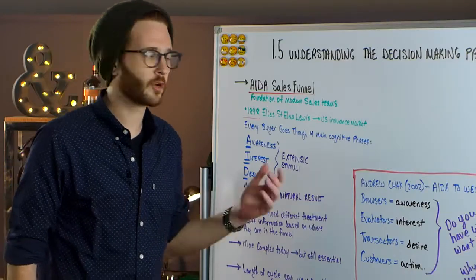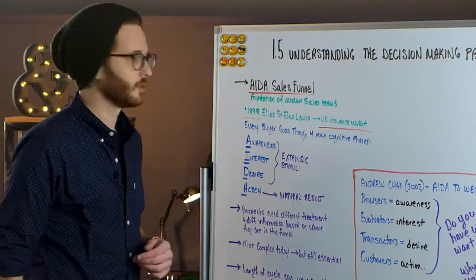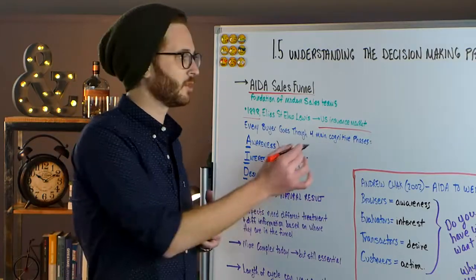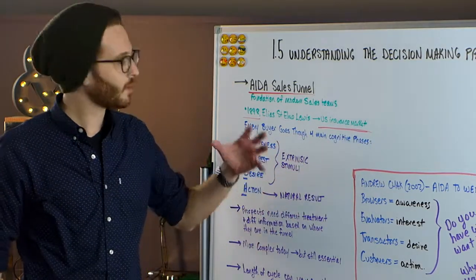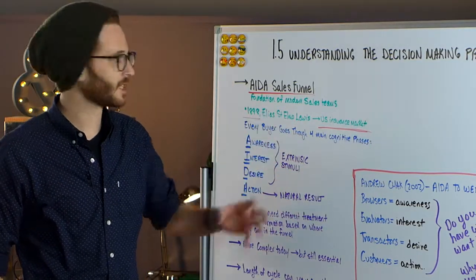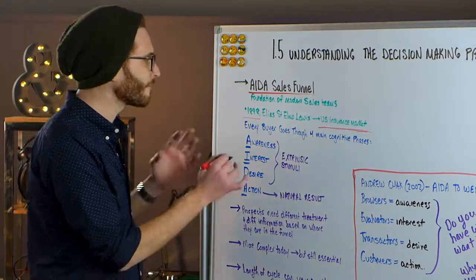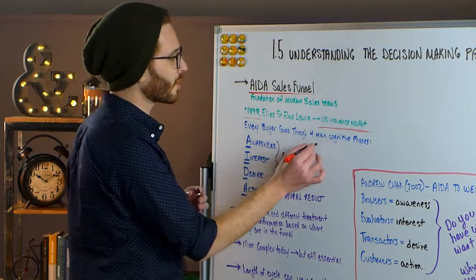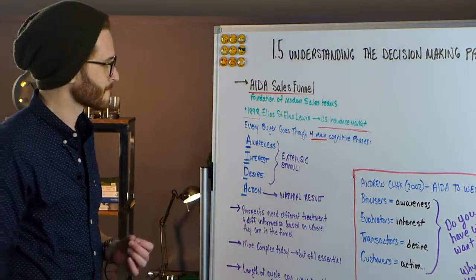This was a construct originally put forth by Elias St. Elmo Lewis in 1898 using customer studies from the US insurance market to try to understand how sales activities and how sales teams operate. The basic assumption of the AIDA sales funnel is that every single buyer goes through 4 main cognitive phases on their journey to purchasing something.